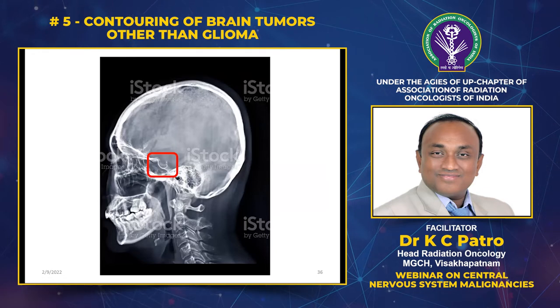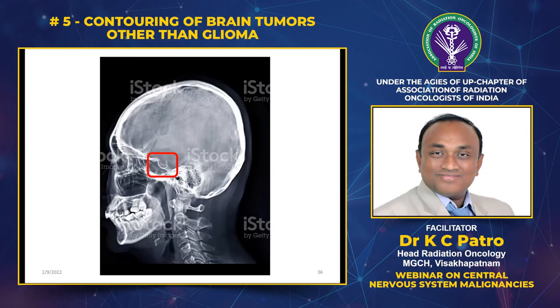But remember, if you are seeing a parasellar extension and suprasellar extension, don't mind going slightly extra in field size, either another 1 centimeter or 2 centimeters, in either direction. It will be better to confine the field within the field, because you are going 45 to 50 gray.